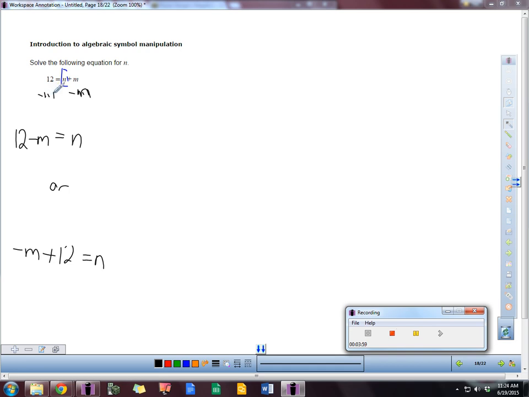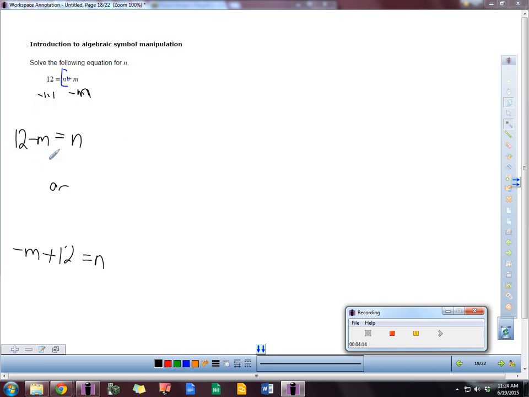We have the n there, and we're going to get rid of everything else on that same side, so it's an m. Now be careful here, because in the past it's been multiplication, but here's an addition. So how do we get rid of addition? Well, we subtract it.